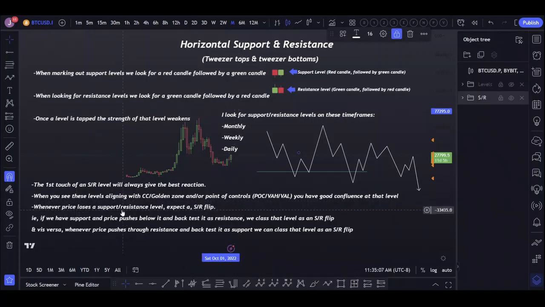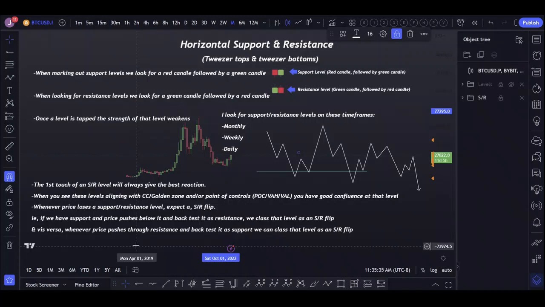Whenever price loses a support/resistance level, expect an SR flip. For example, if we have support and price pushes below it and back tests it as resistance, therefore making a lower low, lower high, lower low, we just class that level as an SR flip. Context is important, all right? And vice versa. Whenever price pushes through resistance and back tests it as support, we can class that level as an SR flip.